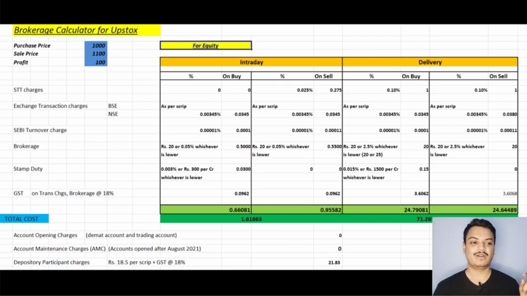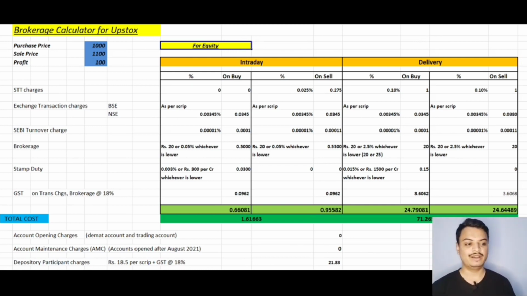Now, as you can see here on the screen, I have calculated all the prices. I took the purchase price as 1000, the sale price as 1100. So the profit will be 100 rupees. Now, these charges that are seen on the screen are not calculated on the profit, but are calculated on the purchase price and on the sale price. Hence, I have made a column for buy and sell separately. Now intraday charges are different and delivery charges are different, so I separated that as well.